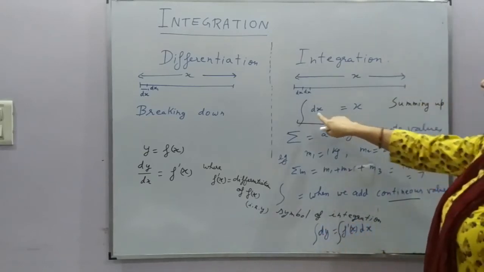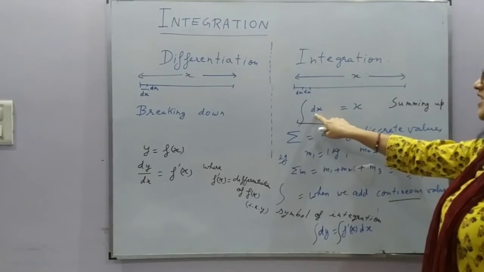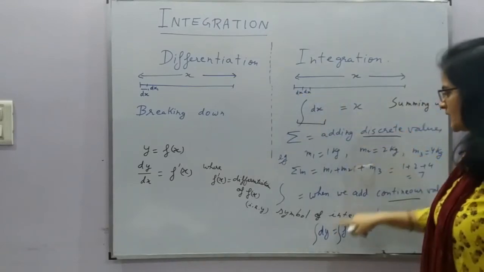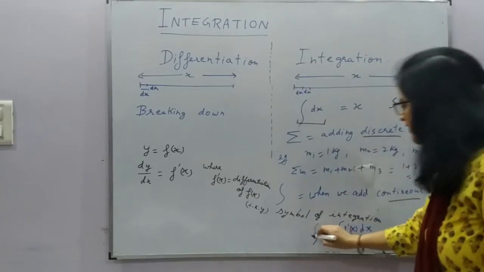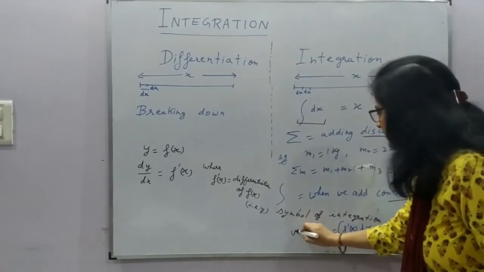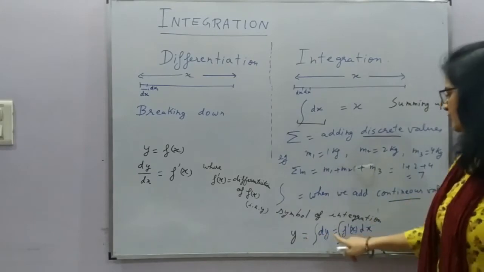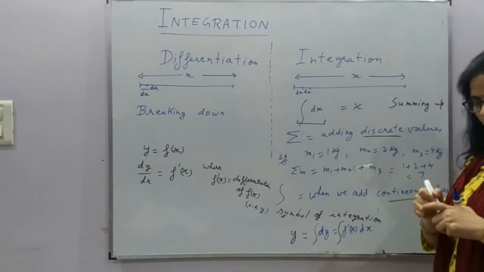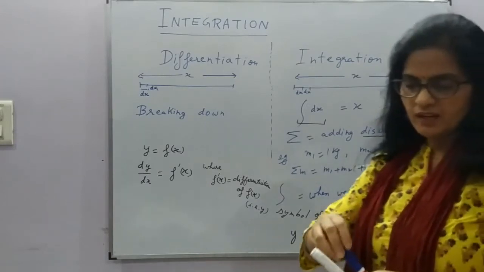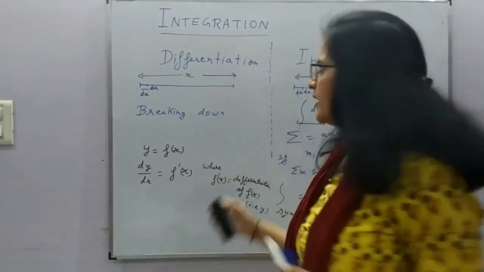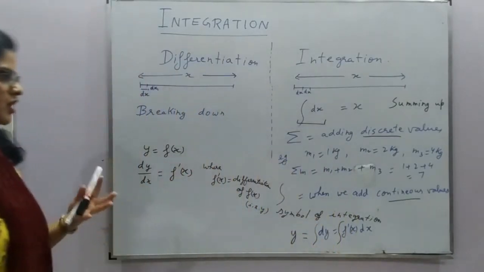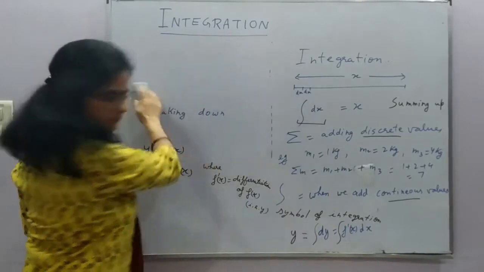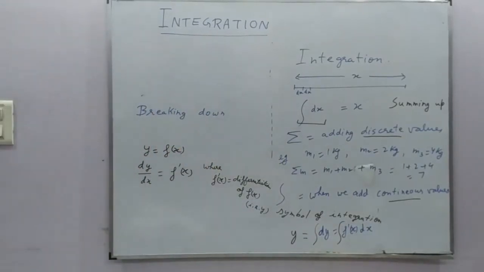Now look at this. If we add dx, dx, dx, dx, what will it give? If these are added in continuity, it will give x. Similarly, if dy, dy, dy are added together, we will get y. So y is the integration of f dash x dx. This will be more clear if we take the basic formula and understand the basic operation, how we apply it.